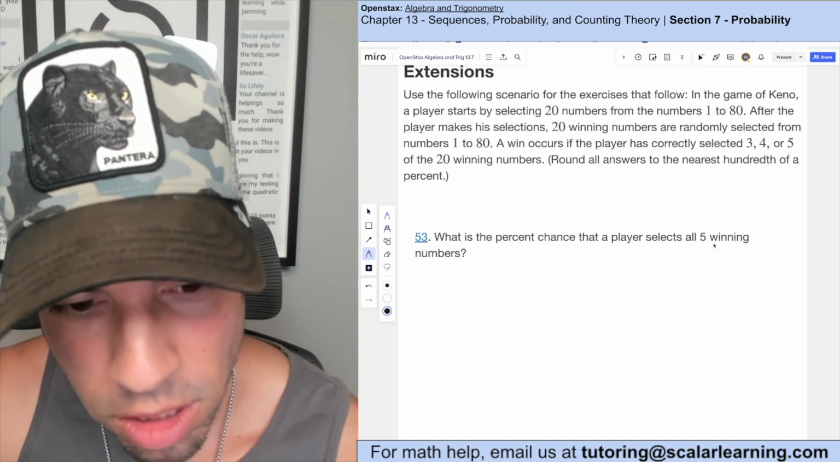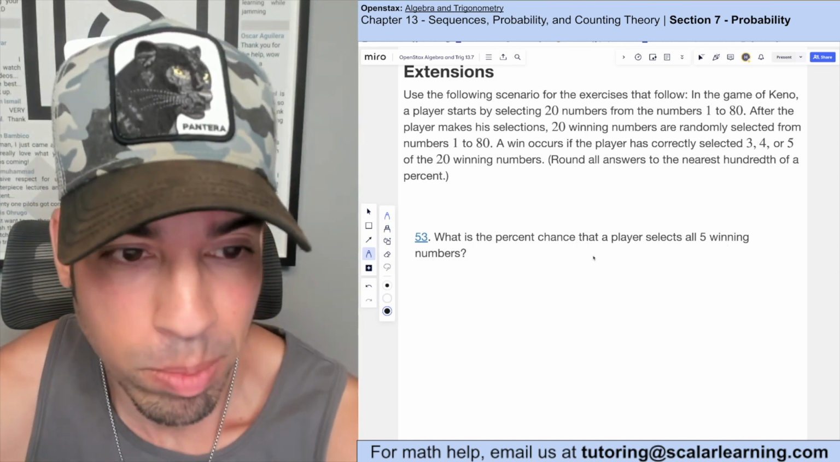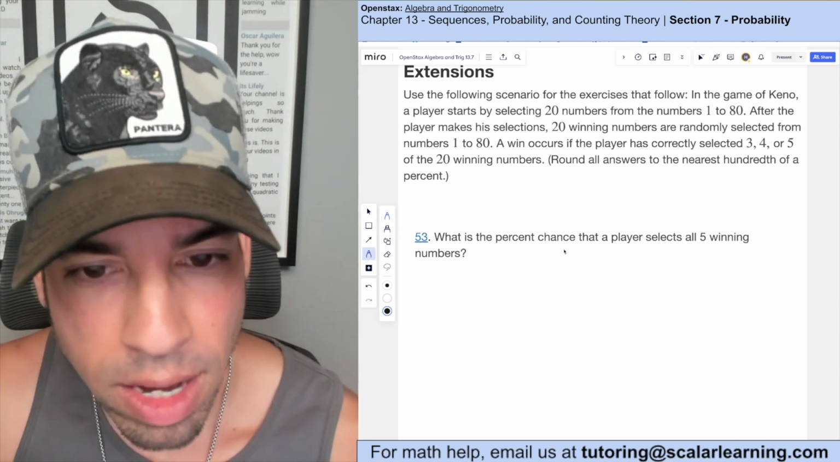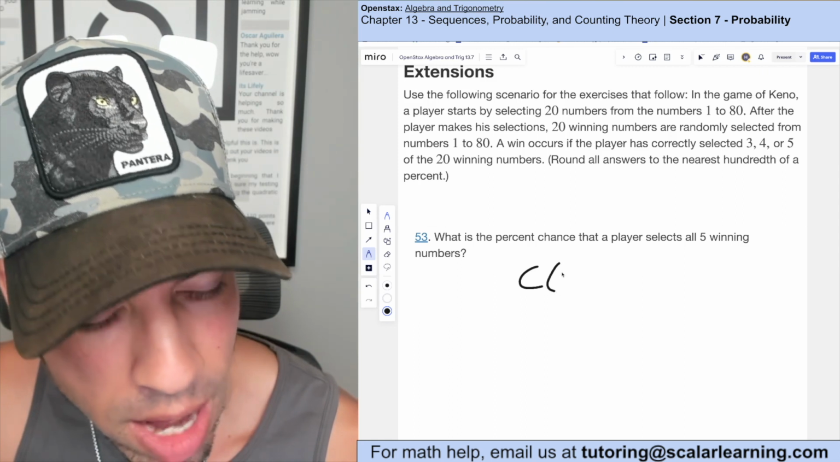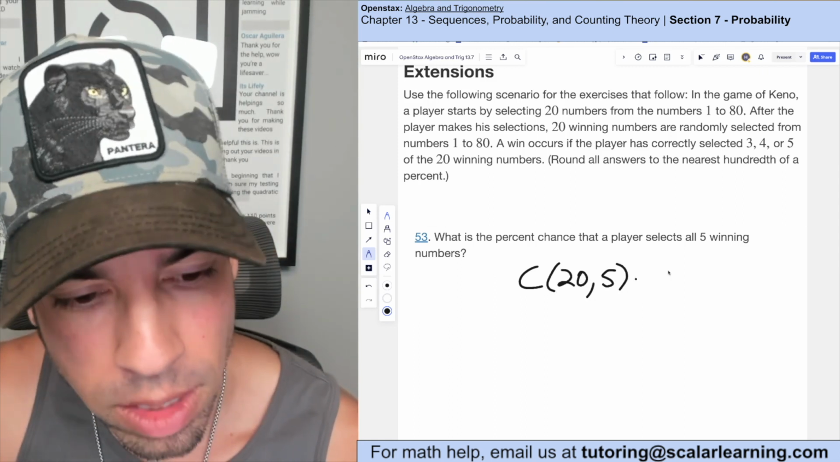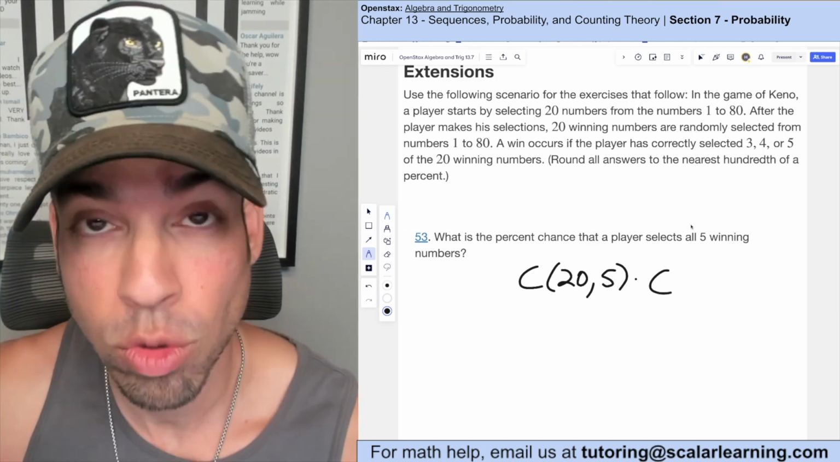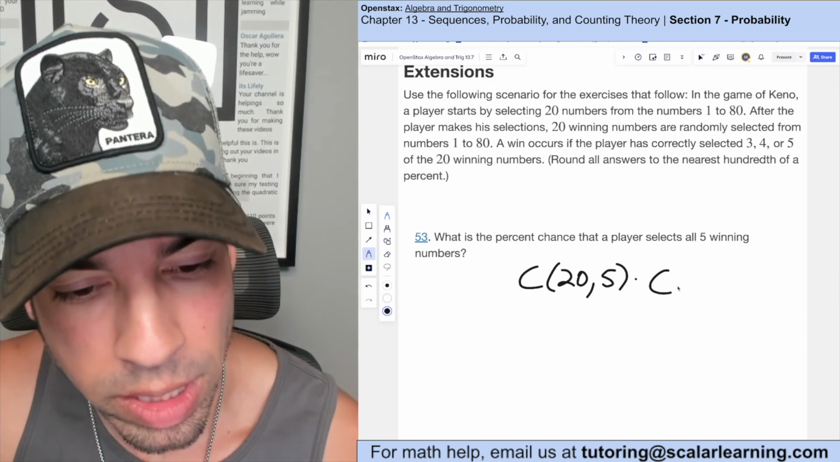What is the percent chance that a player selects all 5 winning numbers? This is pretty interesting because this is probably what a lot of people want to know. So to get all 5 winning numbers, we want the combination of, out of the 20, we want to choose 5. Now, for the remaining, we have the other numbers we're going to select. And since we're selecting 20 total, we need to select 15 here.